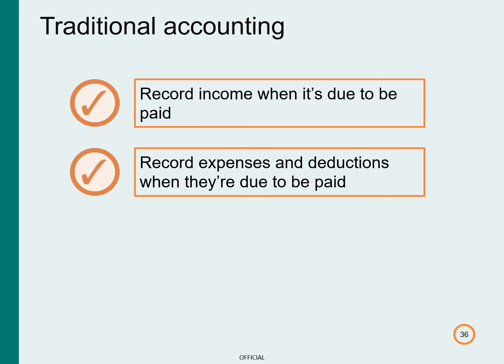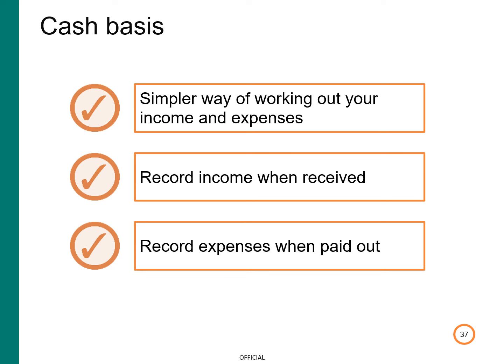With traditional accounting, you record income when it's due to be paid, even if it's not paid to you, and you record your expenses and deductions when they're due to be paid, even if you don't pay them at that point. Cash basis is a simpler way of working out your income and expenses. You record your income when you actually receive it and your expenses when you pay them.